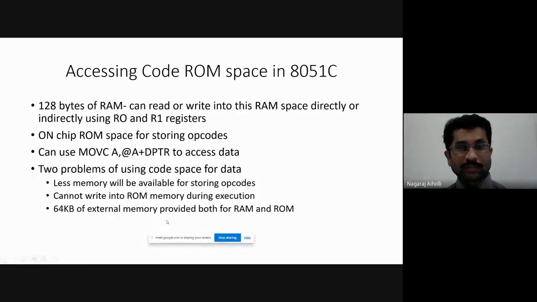Now, in this external memory space of 64 kilobytes for RAM and ROM, we can store the opcode in the ROM memory, and also we can store the data into the ROM memory if we wish. That is, we have to store the opcode in ROM itself. But if we want to store the data, that data can also be stored into the external ROM memory that is meant to store the data. So this is how the accessing of ROM space in 8051C is done. This is just an overview of how the ROM space is accessed, right?